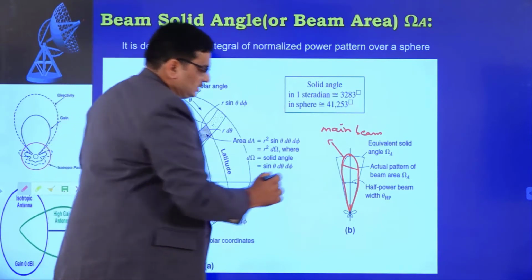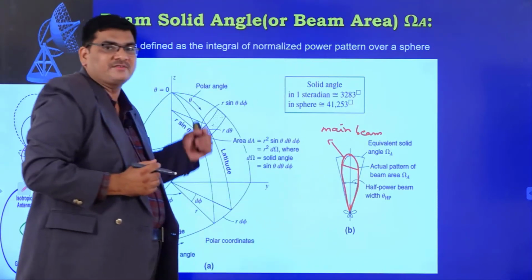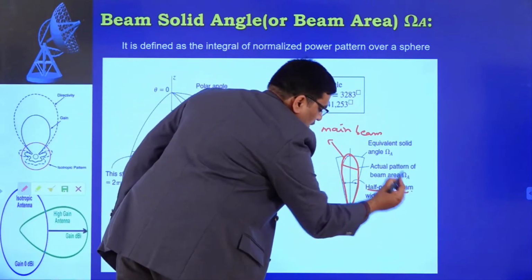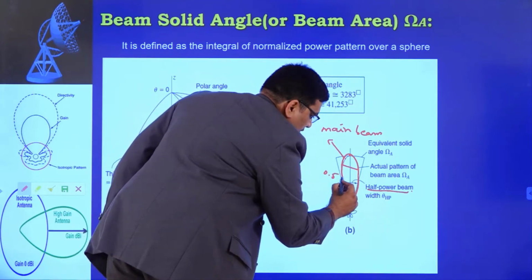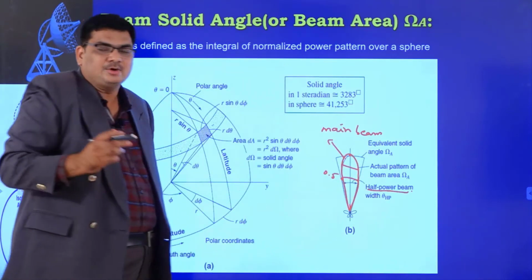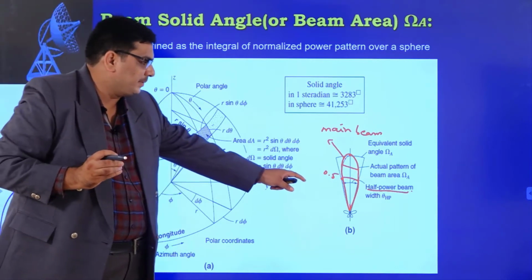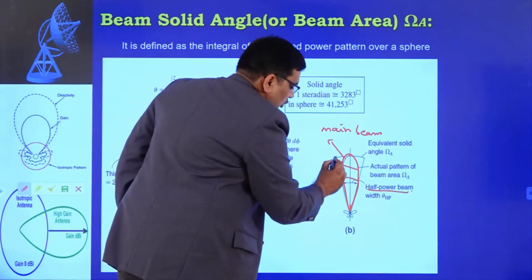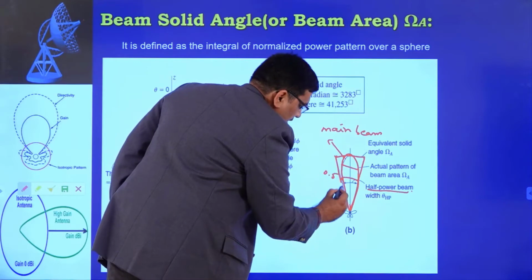If you draw the half power level, that is 3 dB or 0.5, for the power pattern, then to find the half power beam width we draw a line at 0.5 and see the angular difference between the 2 points, which is our half power beam width. So, this is the total solid angle.